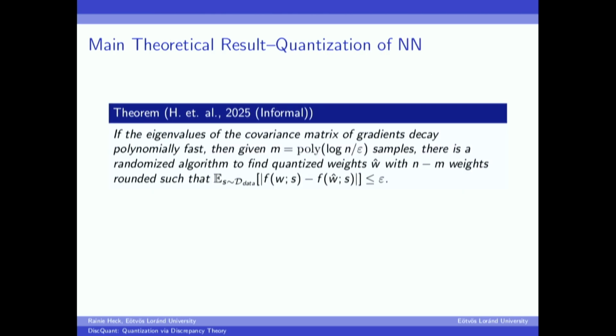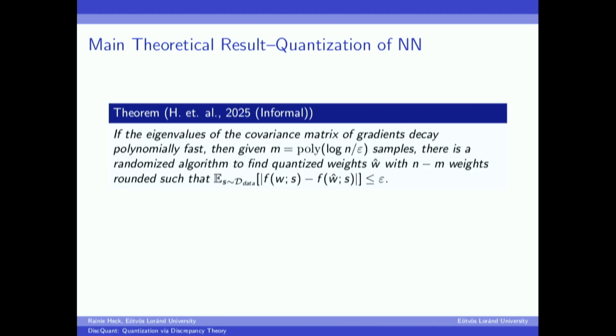And so the main theoretical result that we show is that we only need polynomially many, n log n over epsilon, samples in order to show a bound of epsilon on the generalization error, and we'll be able to round at least n minus m of the weights. So we leave very few weights unrounded.